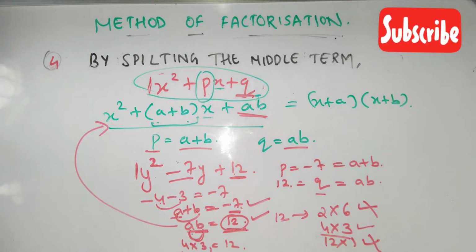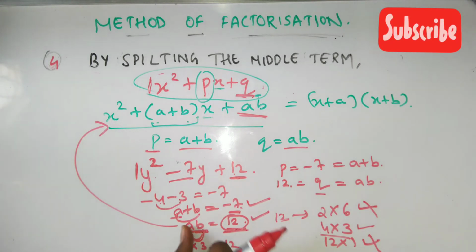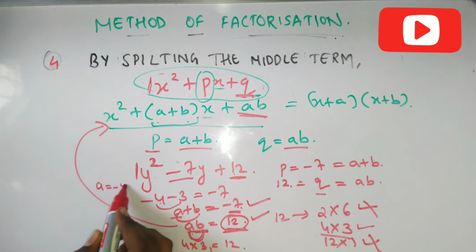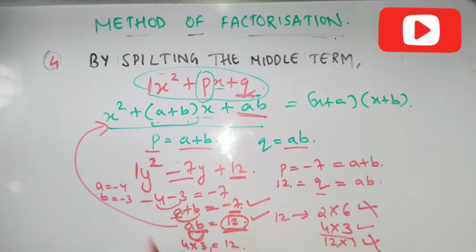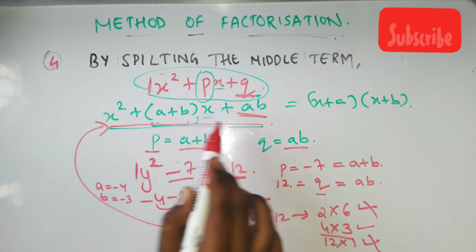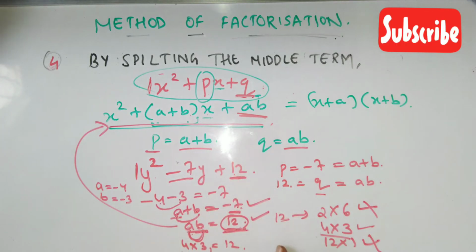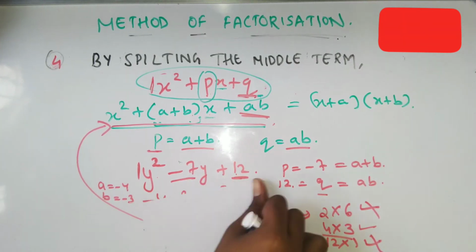Okay, so I got a and b. A I'll take as minus 4 and b I'll take as minus 3. Don't change the numbers. So minus 4 into minus 3 is 12. Minus 4 minus 3 is minus 7. So I got the values. Now I have to just bring it in this form, in place of a plus b x, I have to place this. Okay, fine. So I got the a and b values. That's it.